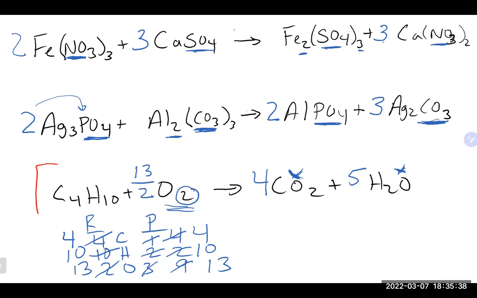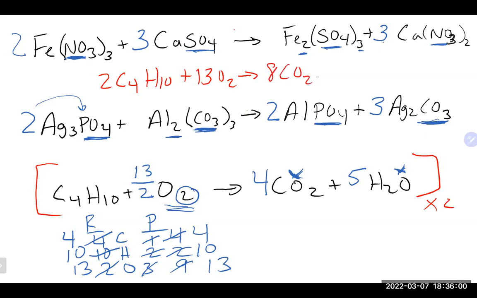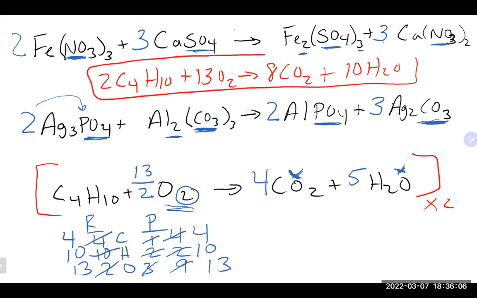So just like before, we're going to take this entire thing. We're going to multiply it by two. And I'll just write it in the middle here. We will get 2C4H10 plus 13 halves times 2 is 13 O2. 2 times 4 is 8 CO2. And lastly, 5 times 2 is 10 waters. And again, in this case, we should be balanced.